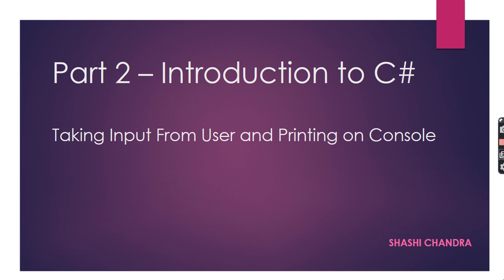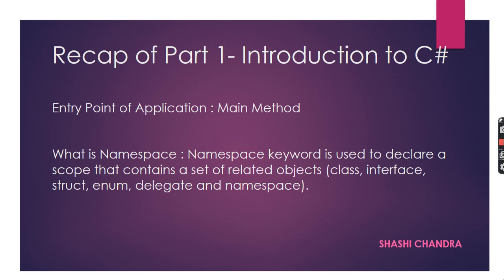Before starting this session, let's recap what we have learned in part 1. In part 1, we have learned that the entry point of a C Sharp application is the main method, and a namespace is the collection of related objects which contains class, interface, struct, enum, delegates and namespaces.